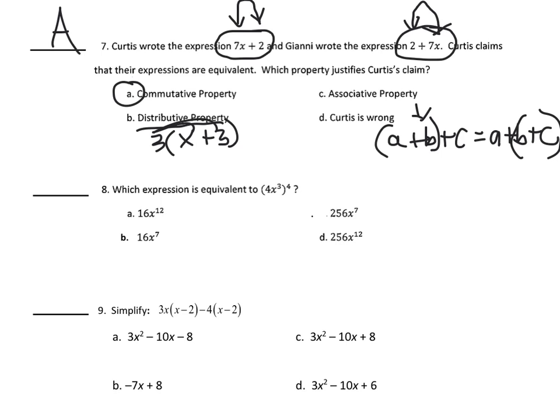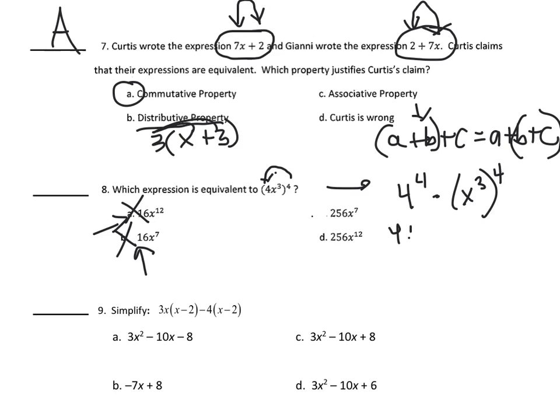Now, number 8 is one of those power to a power. Most common mistake is you guys are forgetting to apply that exponent of 4 to the coefficient as well. So this is really equivalent to 4 to the 4th power times x to the 3rd raised to the 4th power. Well, 4 to the 4th power does not mean 4 times 4 like students who chose A or B thought. 4 to the 4th power means 4 times 4 times 4 times 4. If you multiply 4 by itself 4 times, you get 256.